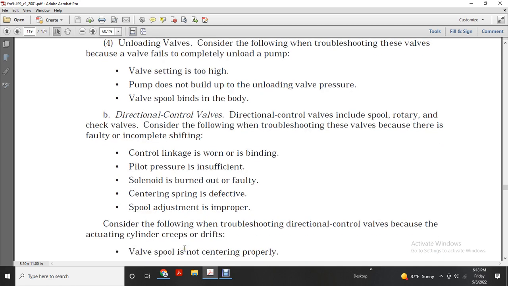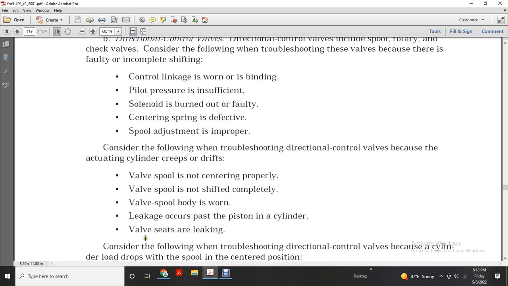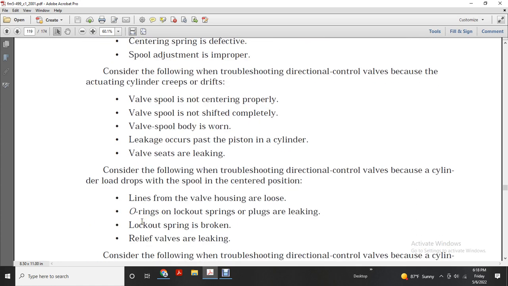Consider the following when troubleshooting the directional control valve because the actuating cylinder creeps or drifts. The valve spool does not seat properly, or the valve spool does not shift completely. The valve spool body is worn, and leakage occurred. The piston seals of the cylinder valve, see if they are leaking. Consider the following when troubleshooting the directional control valve because of cylinder load drop, with the spool in a certain position.